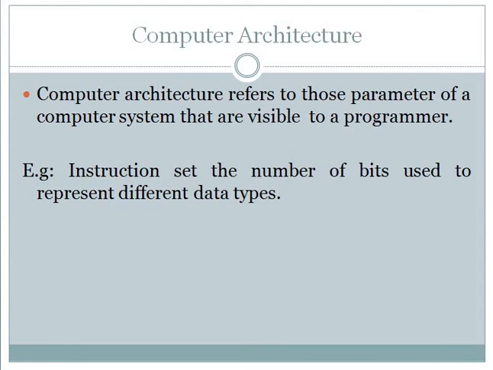Okay, then there comes a question, what is system software? System software controls interaction between the hardware and software components. Now we will see an example for computer architecture: the instruction set, that is, the number of bits used to represent different data types.